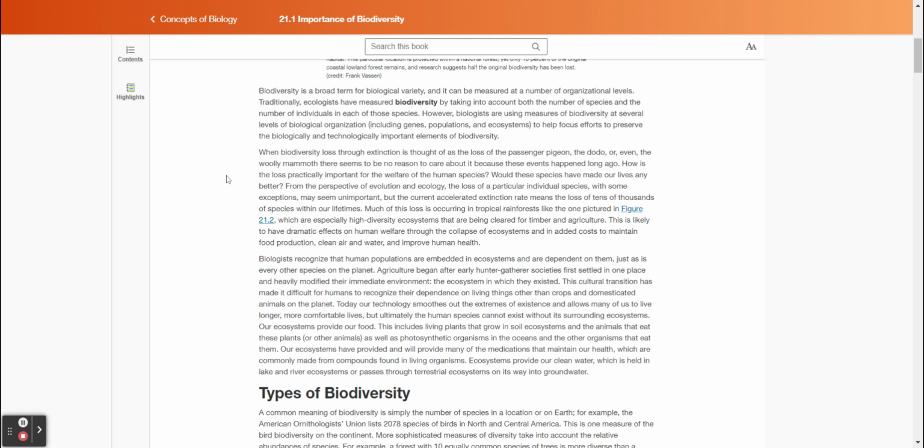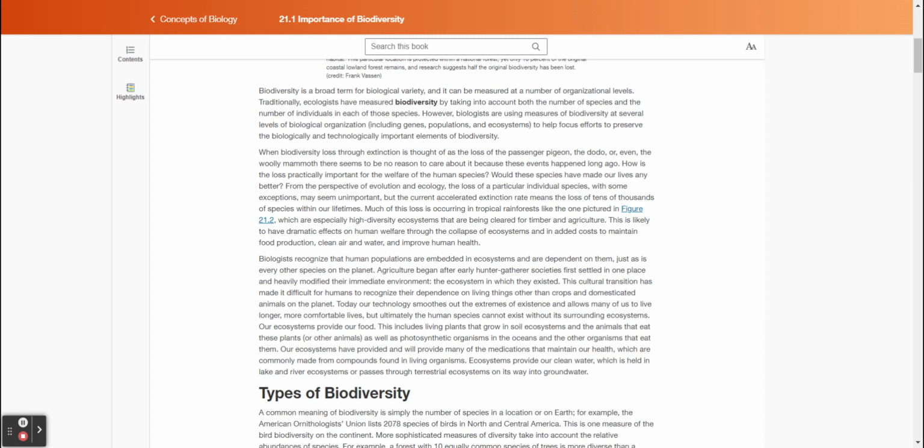Biodiversity is a broad term for biological variety, and it can be measured at a number of organizational levels. Traditionally, ecologists have measured biodiversity by taking into account both the number of species and the number of individuals in each of those species. However, biologists are using measures of biodiversity at several levels of biological organization, including genes, populations, and ecosystems, to help focus efforts to preserve the biologically and technologically important elements of biodiversity.